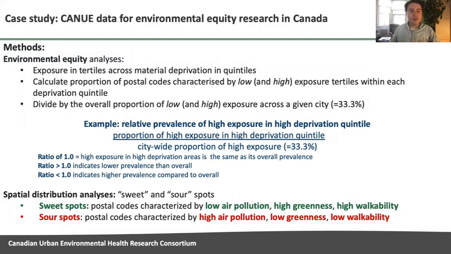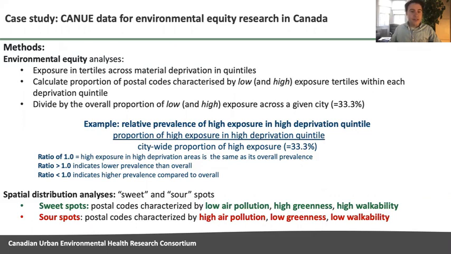The text in blue on this slide here provides an example of how these prevalence rates were calculated for high exposure tertiles and high deprivation areas. You'll understand this a bit better once I present the results. But in this example, a ratio of 1 indicates that the prevalence of high exposure in high deprivation postal codes in a given city is the same as the citywide prevalence of high exposure. A ratio of less than 1 indicates a lower prevalence of high exposure compared to overall prevalence of high exposure. And a ratio of more than 1 indicates higher prevalence compared to overall.